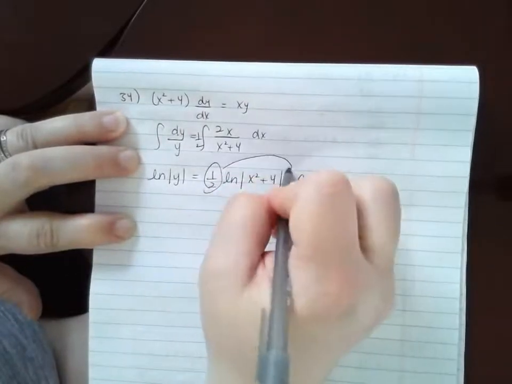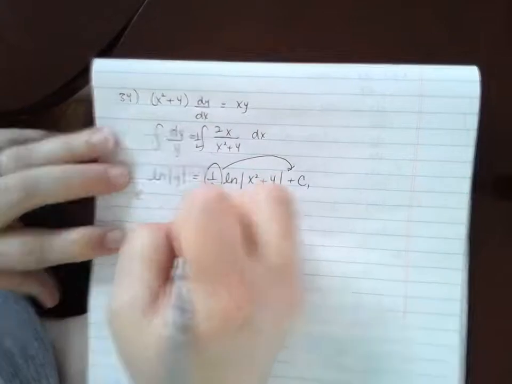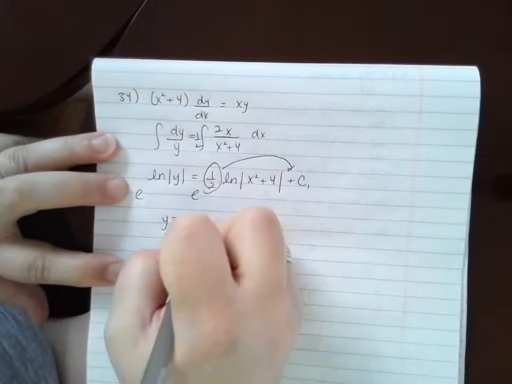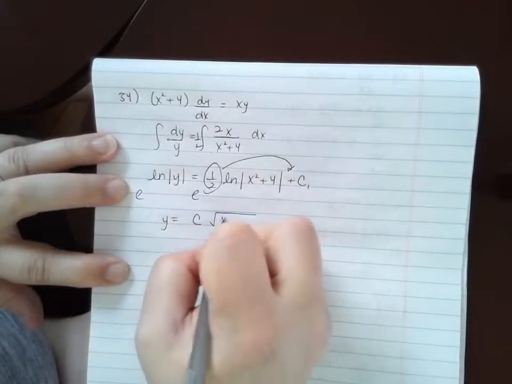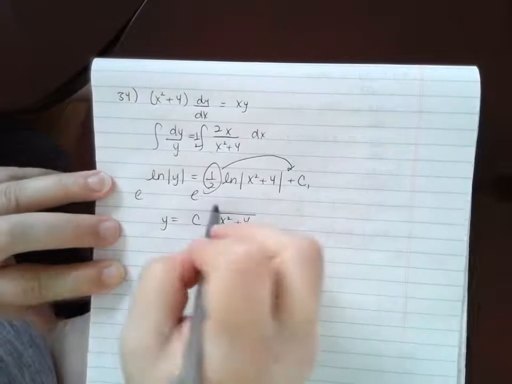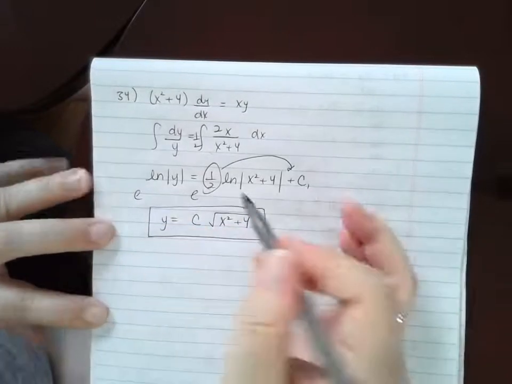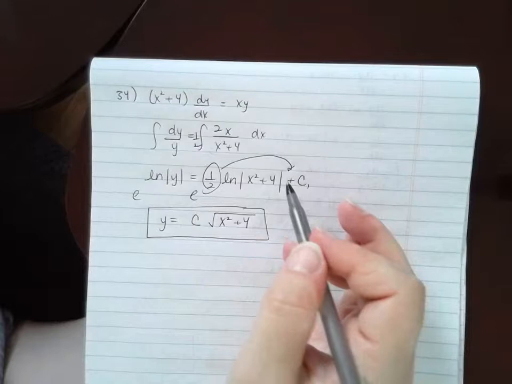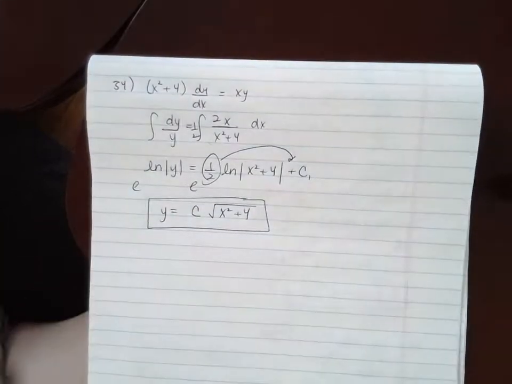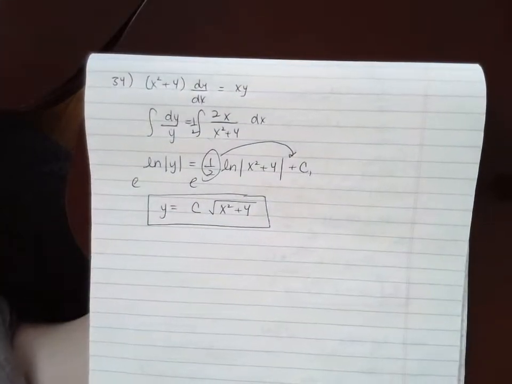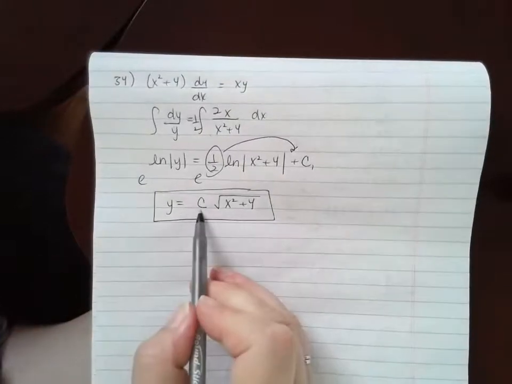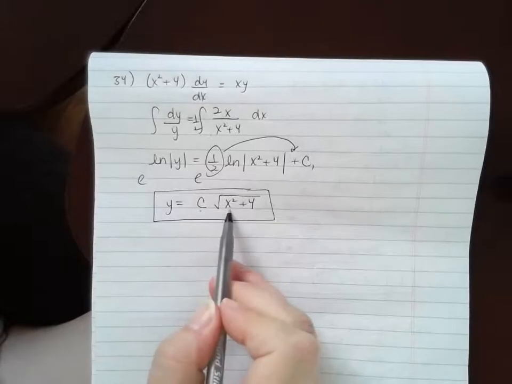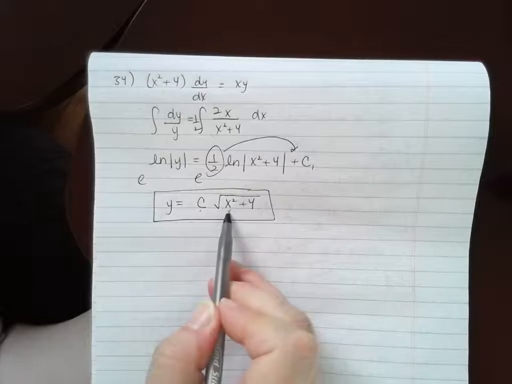Bring this up. Apply e, and I get c times the square root of x squared plus 4. If you need to see this, there is a step in between here and here where it would become e to the natural log of x squared plus 4 to the 1/2 times e to the c1. This is the e to the c1, and this is what happens when you have e raised to the natural log of the square root.